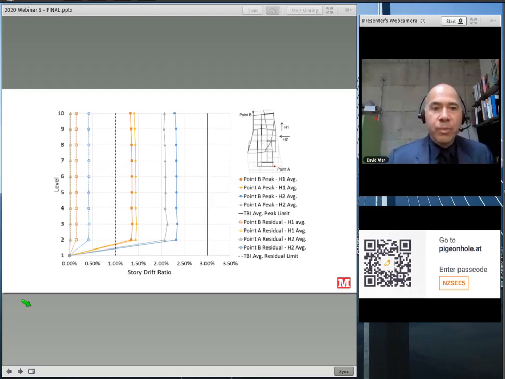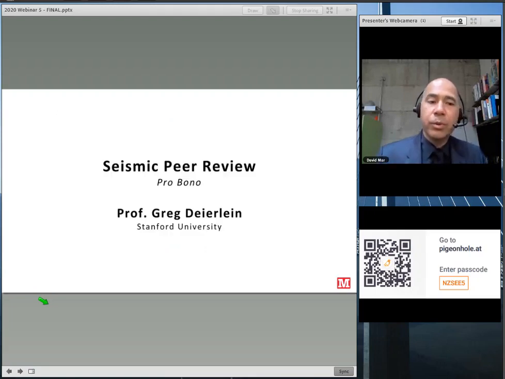Now that we've got a real damper, we're running our models, we're getting good performance. Our drift plots are looking good. These straight lines indicate that we're getting pure rocking behavior, nice tilting. We've got good residual drifts, so we're getting low residual drifts, so we're getting recentering of the building, and it's all working well.